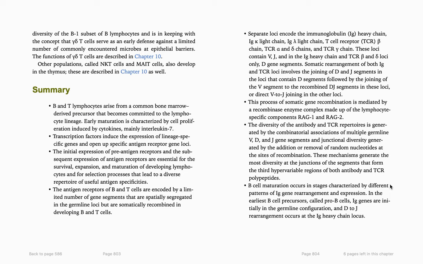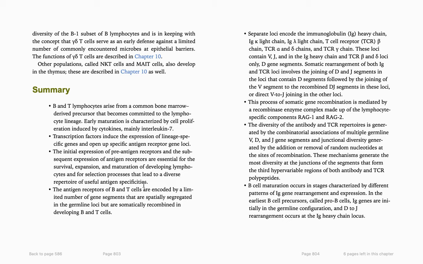Summary. B and T lymphocytes arise from a common bone marrow derived precursor that becomes committed to the lymphocyte lineage. Early maturation is characterized by cell proliferation induced by cytokines, mainly interleukin 7. Transcription factors induce the expression of lineage-specific genes and open up specific antigen receptor gene loci. The initial expression of pre-antigen receptors and the subsequent expression of antigen receptors are essential for the survival, expansion and maturation of developing lymphocytes, and for the selection processes that lead to the diverse repertoire of useful antigen specificities.